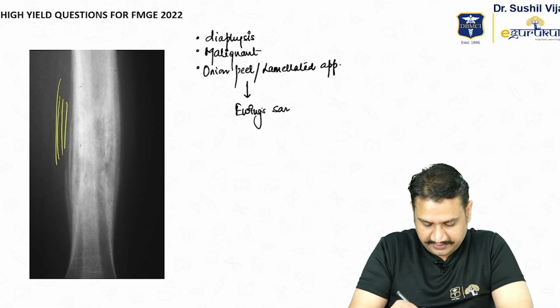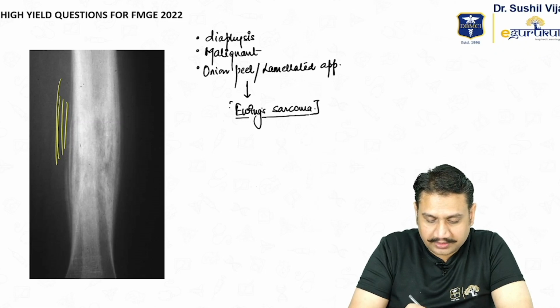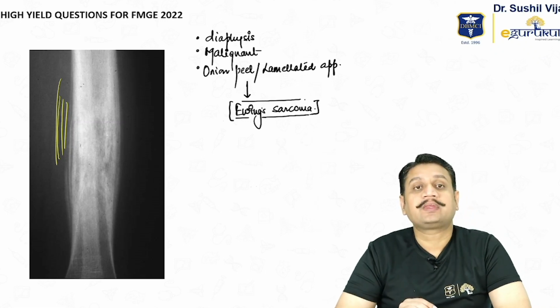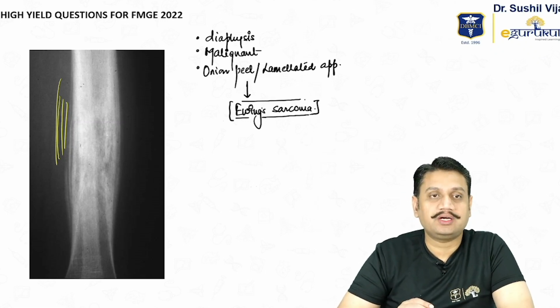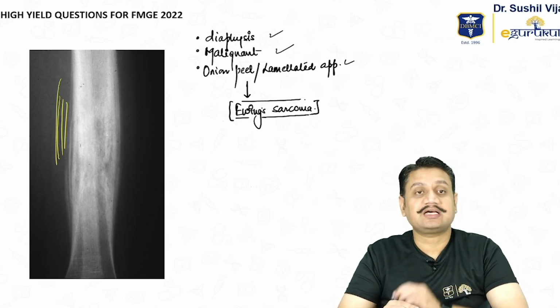Being called as Ewing's sarcoma. So this is Ewing's sarcoma. That's what you call Ewing's sarcoma. Okay. So diaphyseal area, malignant lesion, onion peel lamellated. This is Ewing's sarcoma. Okay.